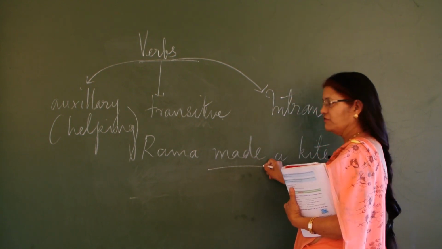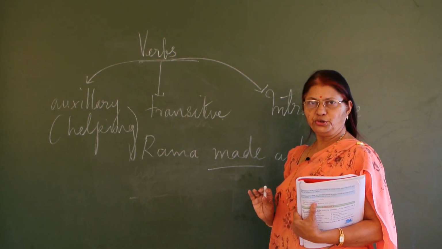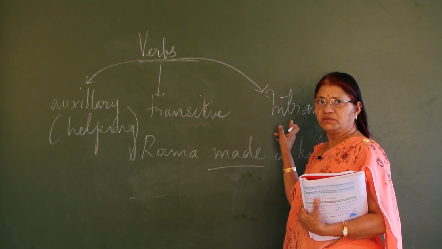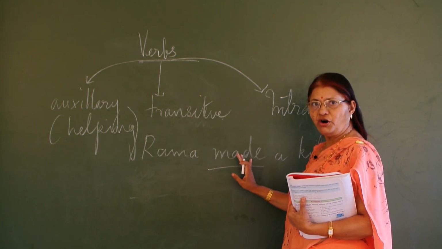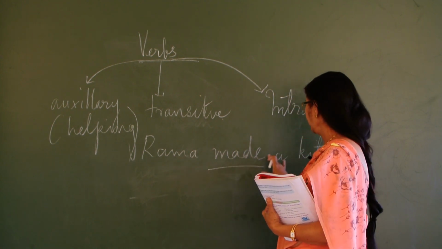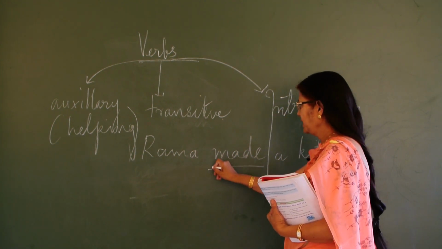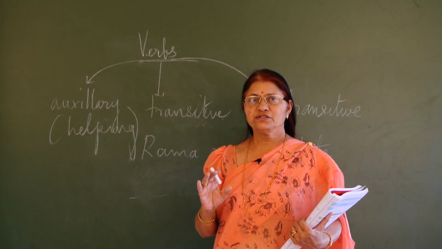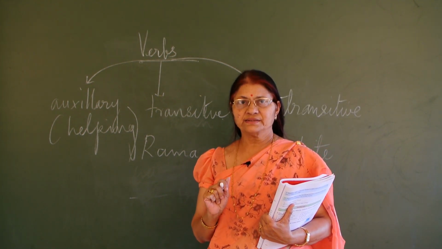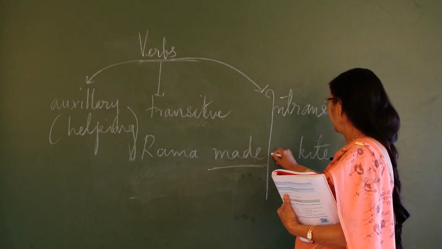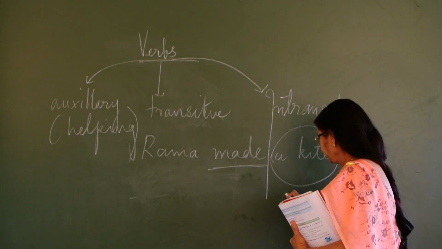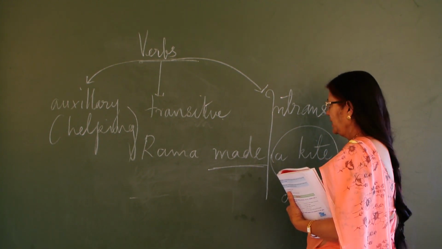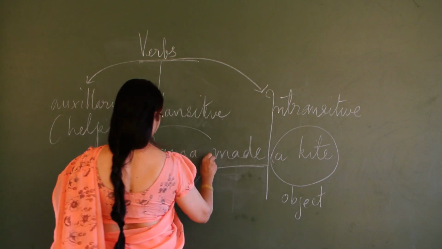Made is a verb. I want you to pay attention to understand the meaning of a transitive or intransitive verb. I will tell you in which form this verb is. Rama made a kite. When I say Rama made, you will be very curious to know what he made. So the answer to this, what he made, is a kite. This is an object. And this is the subject.